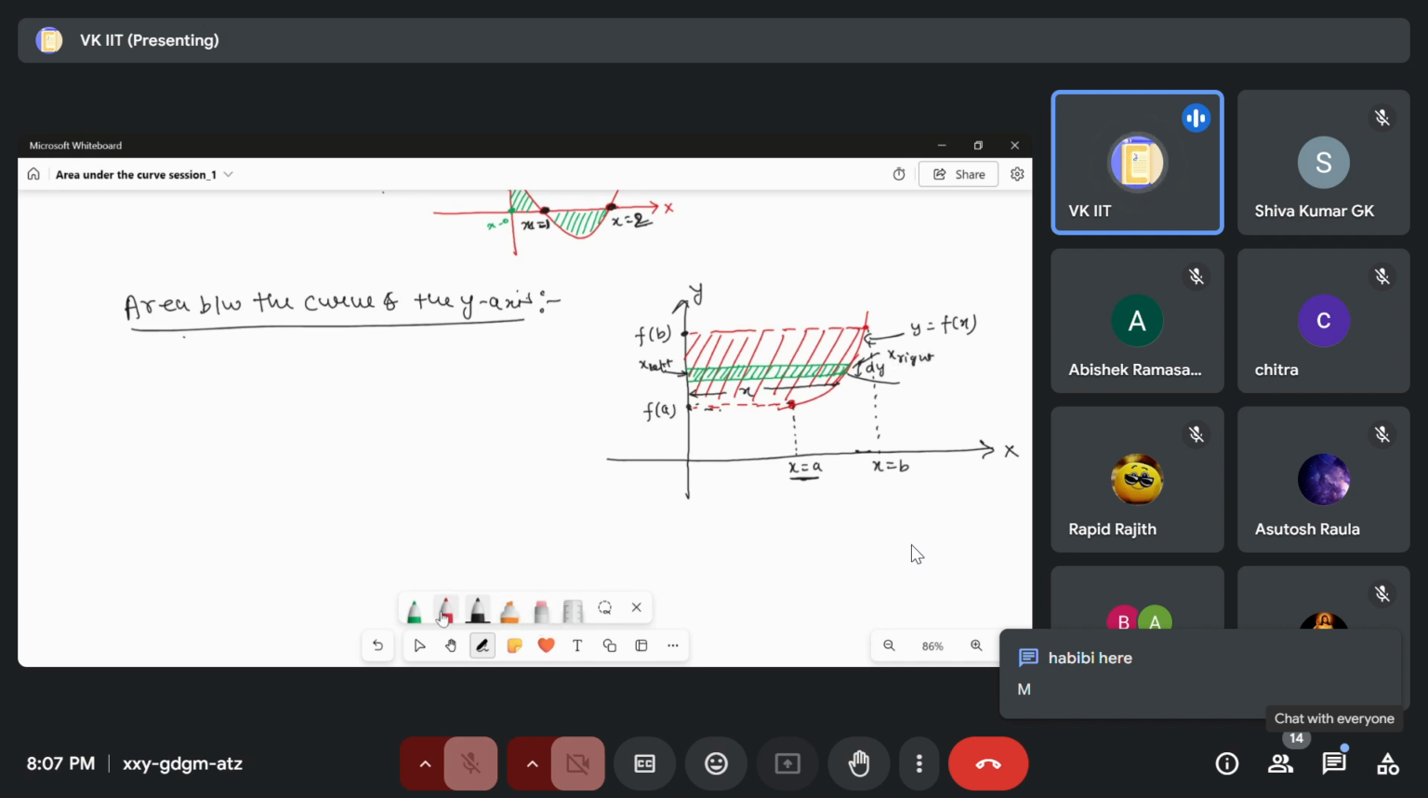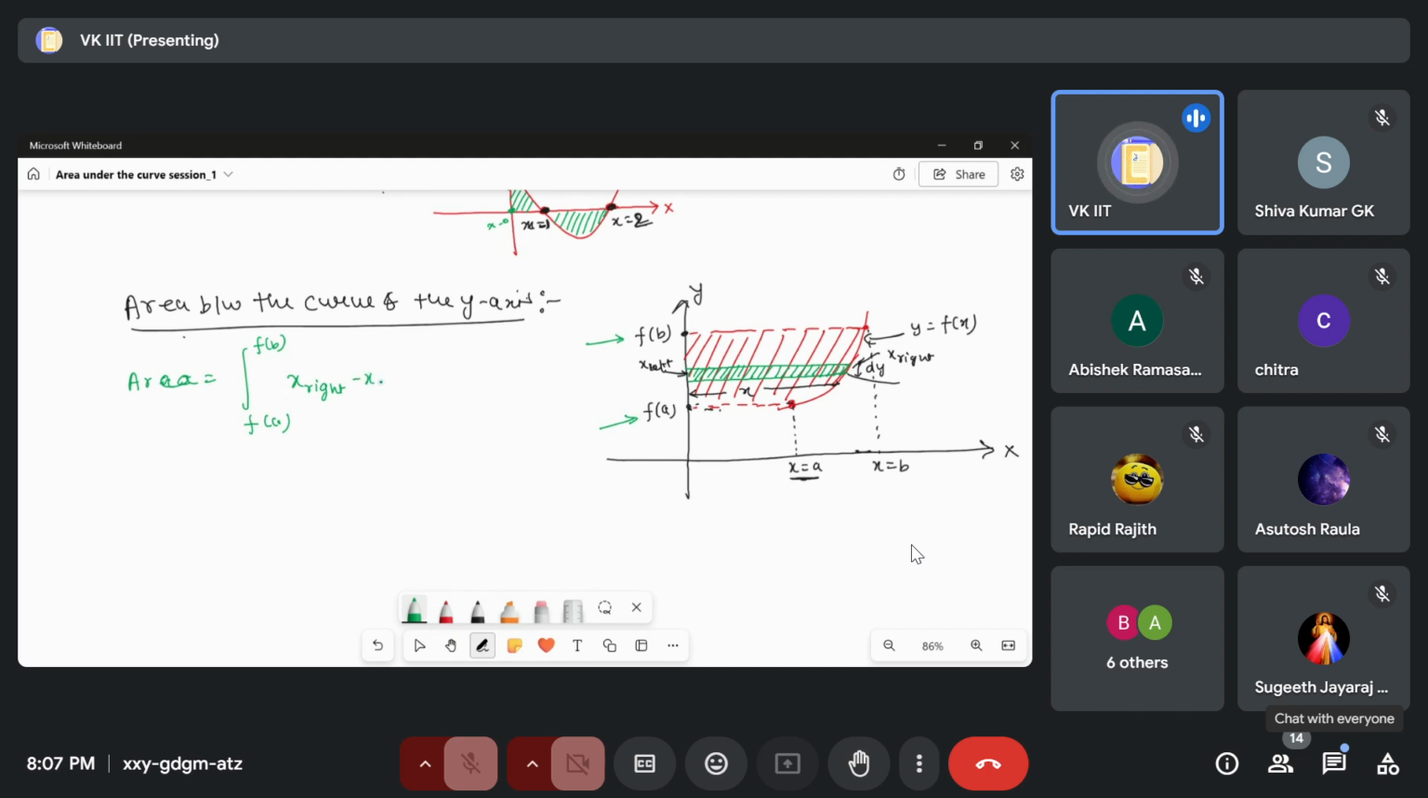If we move this strip from f(a) to f(b), the limit in this case is f(a) to f(b). So the area will be the integral from f(a) to f(b) of x right minus x left into dy. Is that clear? Yes, tell me quickly.